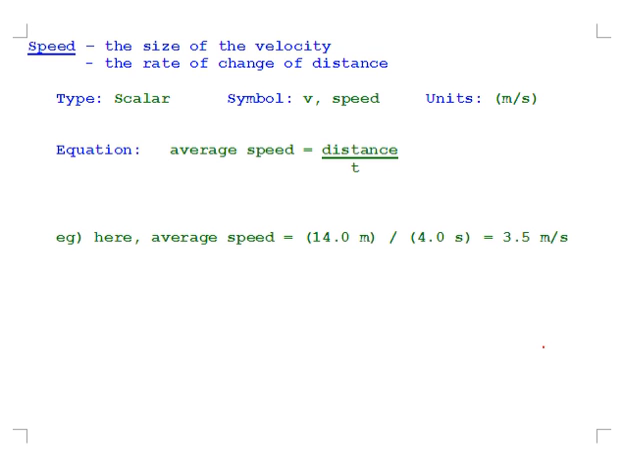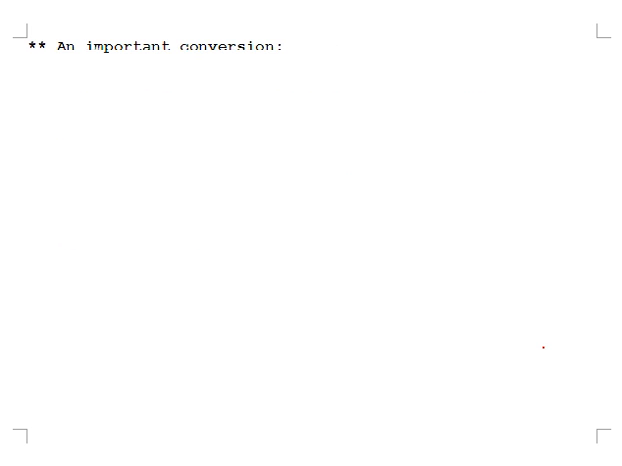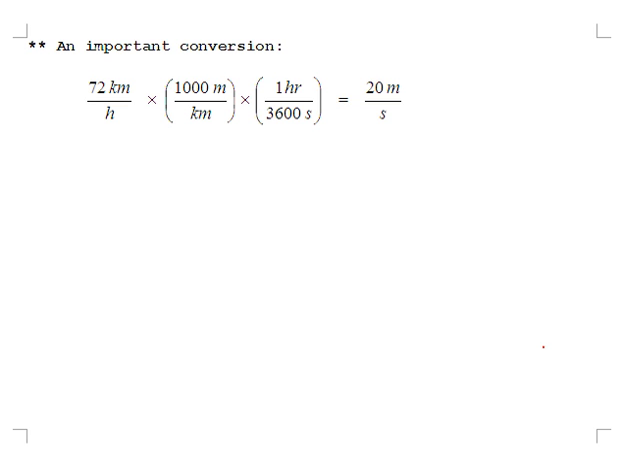So again, don't memorize to regurgitate, memorize definitions so that you can understand what the numerical answers might be. An important conversion, speaking about speeds and velocities, is this one. How do we go from kilometers per hour into meters per second again? And here's the long way, the conversion factor method that we chatted about in chapter 1. Convert kilometers into meters, convert hours into seconds, 72 times 1,000 divided by 3,600. You type that in your calculator, you get 20 meters per second.